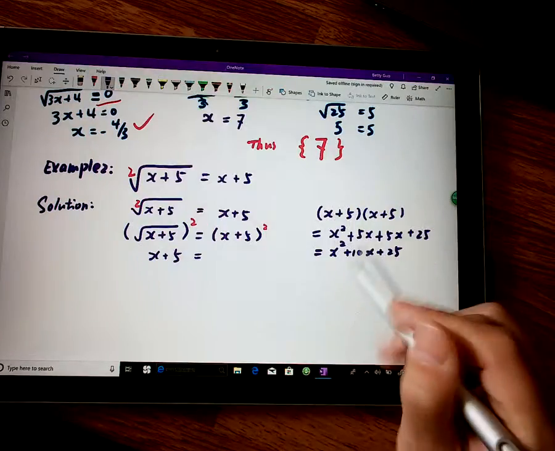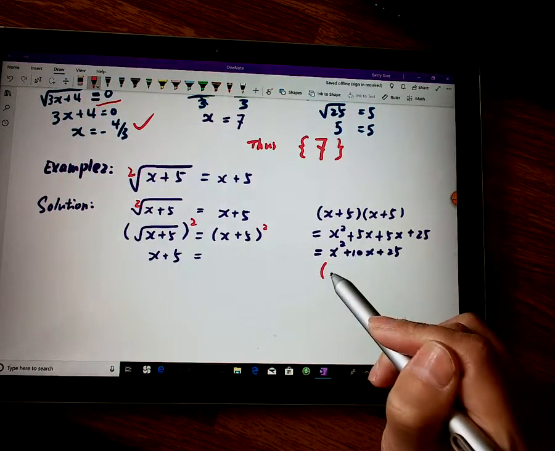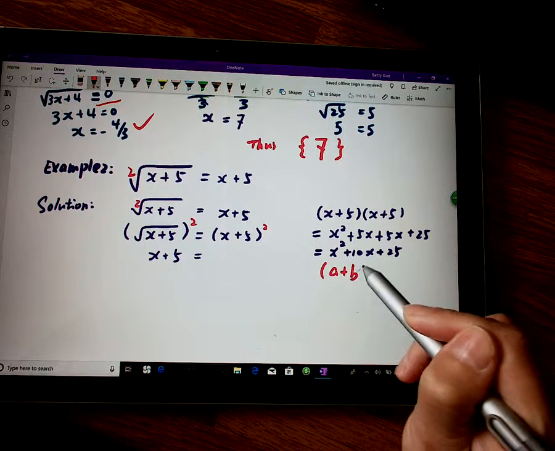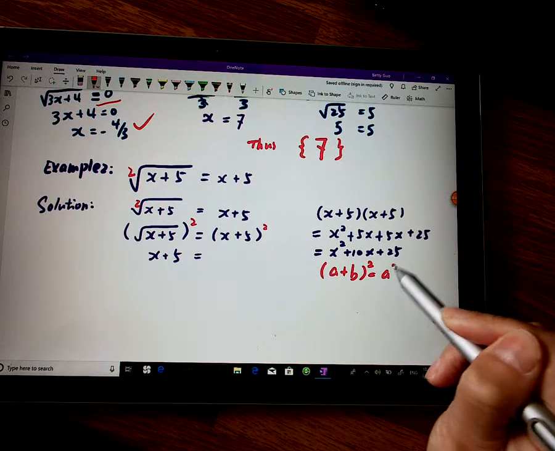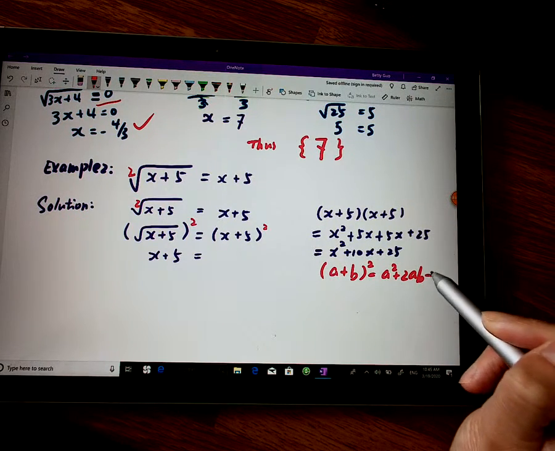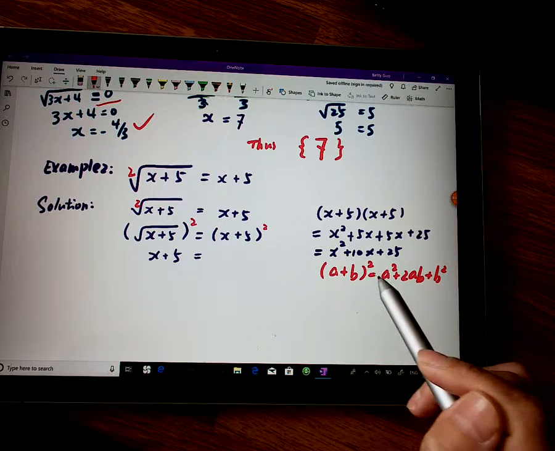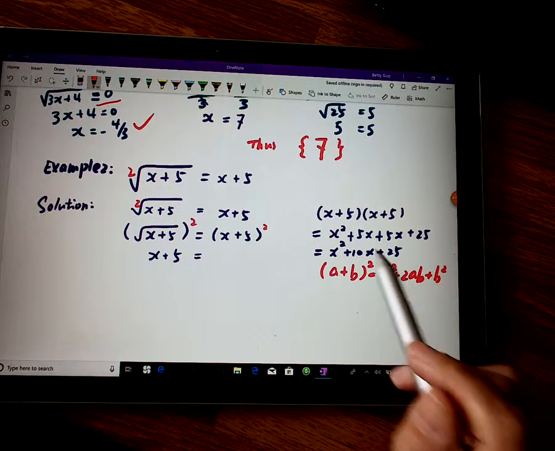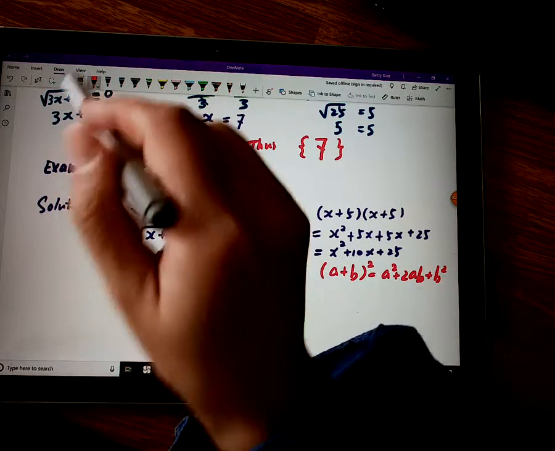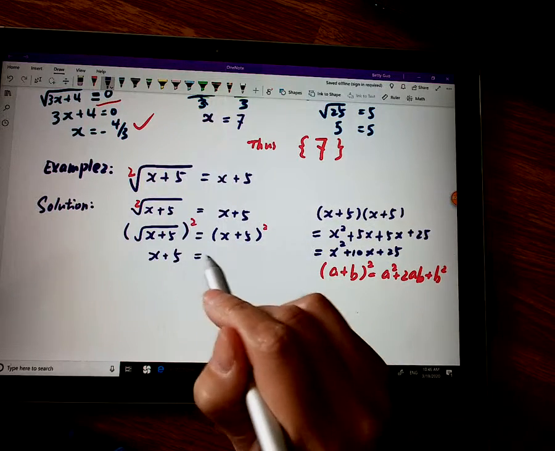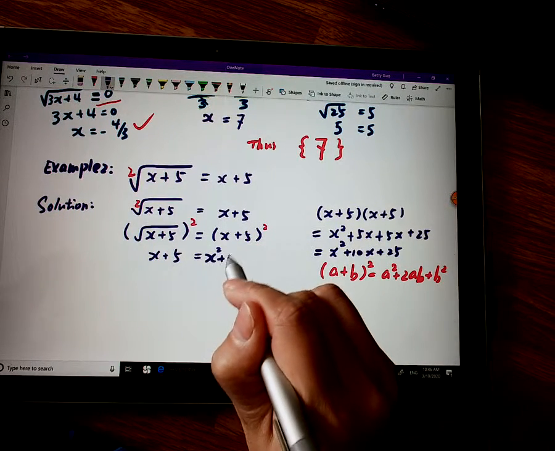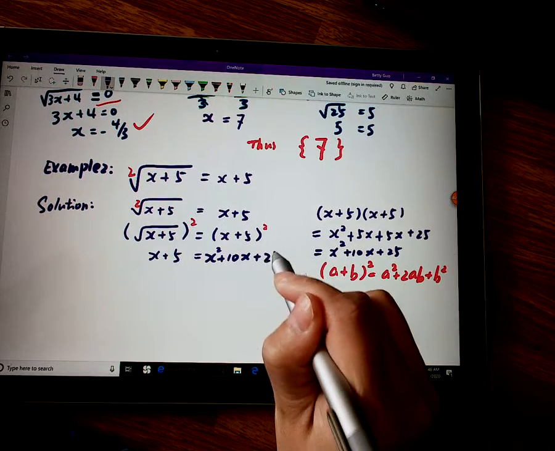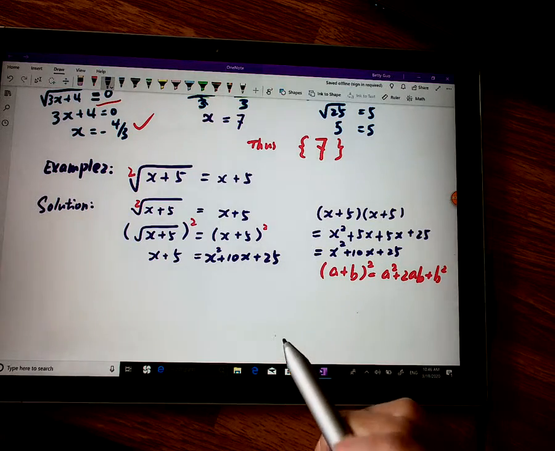Some of you might remember this formula: a plus b to the power of 2 equals a squared plus 2ab plus b squared. Of course, you could apply this formula and you would have the same thing. So we would have x squared plus 10x plus 25 on the right-hand side.